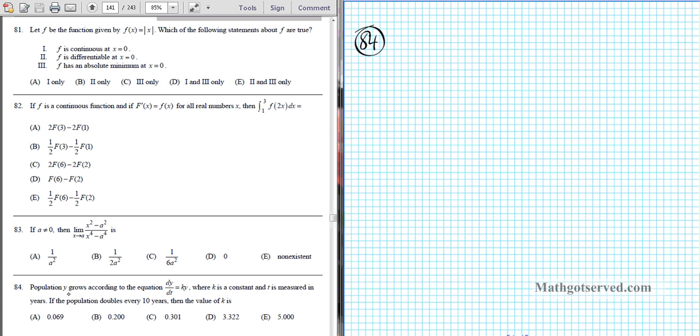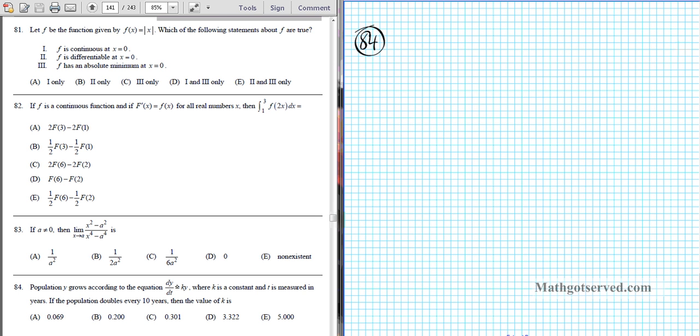The population y grows according to the equation dy/dt equals ky, where k is a constant and t is measured in years. If the population doubles every 10 years, then the value of k is? Now, in order to find the value of k, we need to find the equation that has this growth rate.